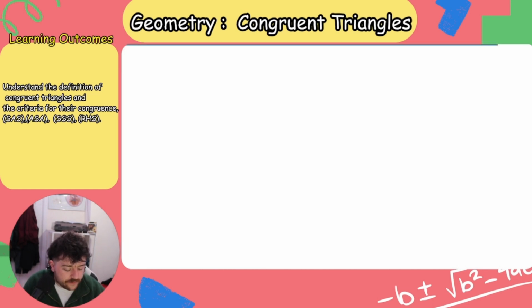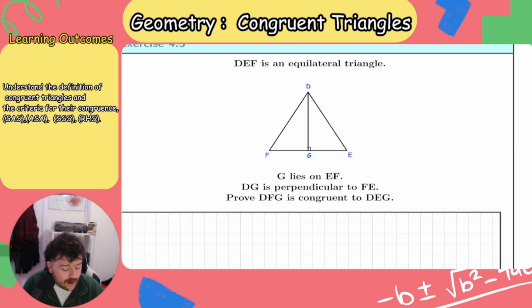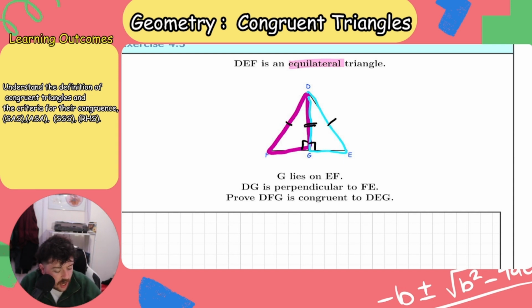Let's look at another question here. DEF is an equilateral triangle. G lies on EF. DG is perpendicular to FE. Prove DFG is congruent to DEG. First of all, the question says equilateral triangle, so this side is equal to this side. I also know DG is perpendicular, so therefore these two angles are right angles. And also they share the side DG, don't they? So I can use my rule RHS, right angle, hypotenuse, side.